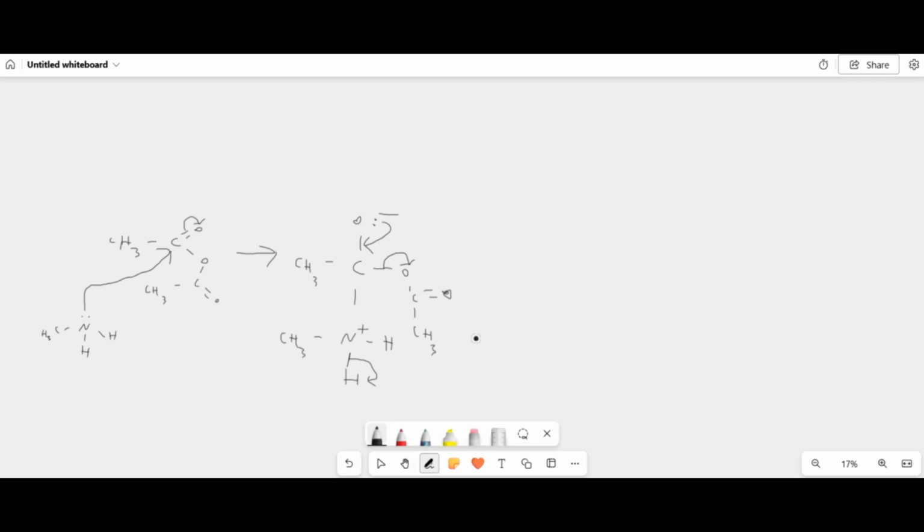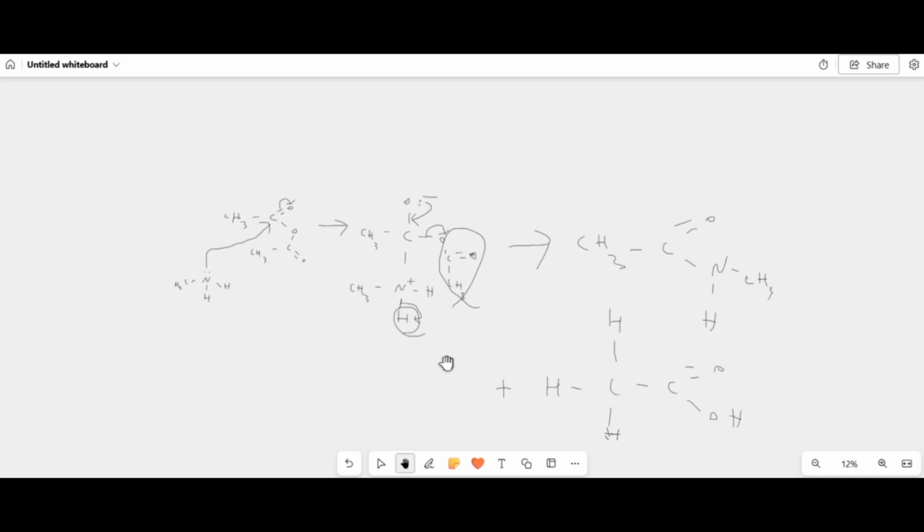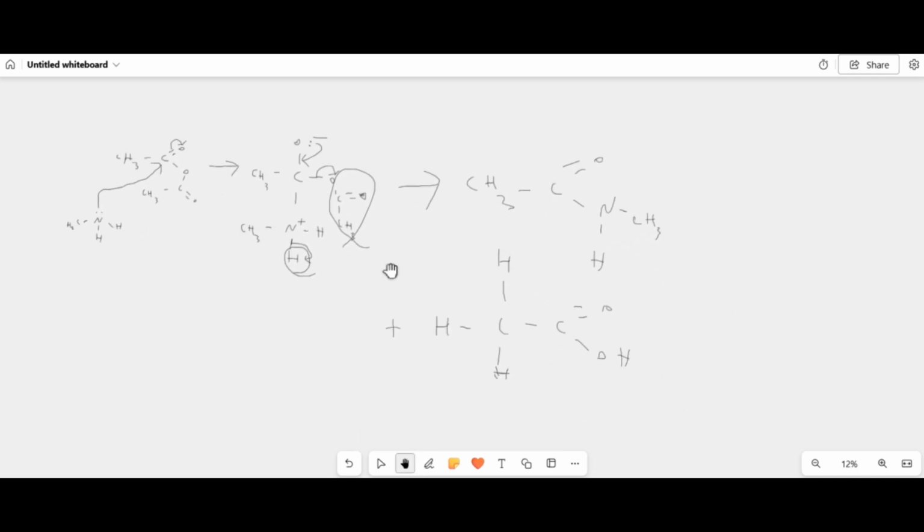And then let me complete it. So that's going to be CH3 here, C double bond O, N, CH3. So that's the N-substituted amide here. And then it's going to be plus, and then this is going to be a carboxylic acid here. So H attached to all of this. So that's going to be H, C, H, H, C, O, O, H here. So that's it. That's the actual reaction mechanism with an acid anhydride and an amine.